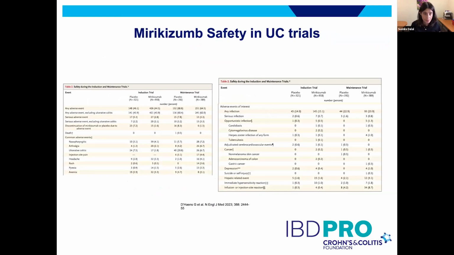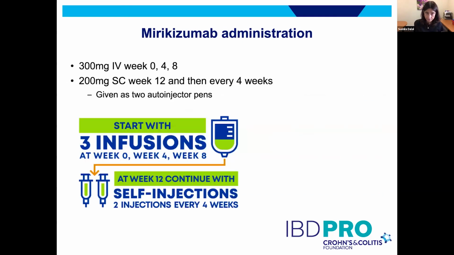So safety for this medication, since it's newer for us. You can see in terms of serious adverse events, there was not a signal that there were more serious adverse events with drug than with placebo. The things that were common were things like nasopharyngitis, ulcerative colitis being worse in placebo than the drug, and headache, things that are common in the general population, but really no particular adverse effect stood out from placebo.